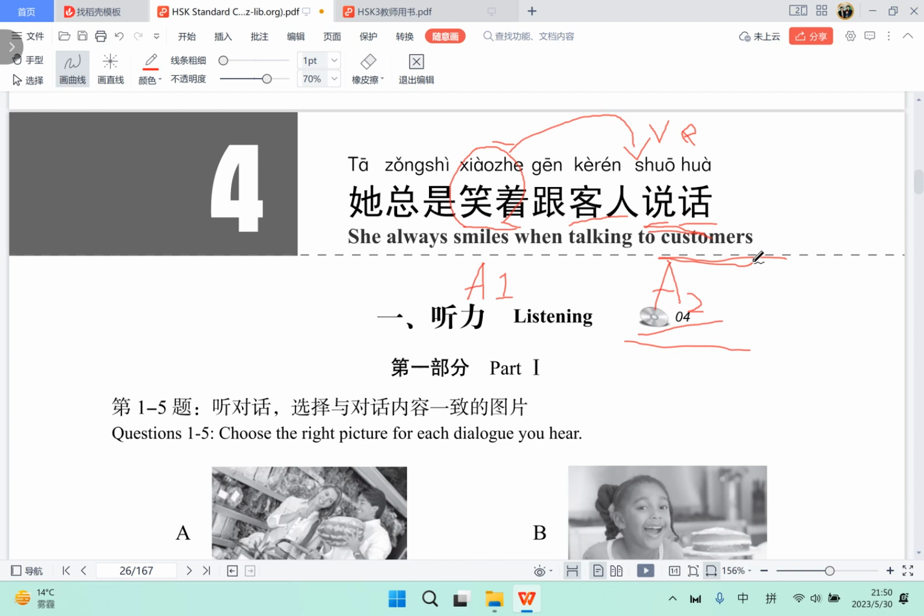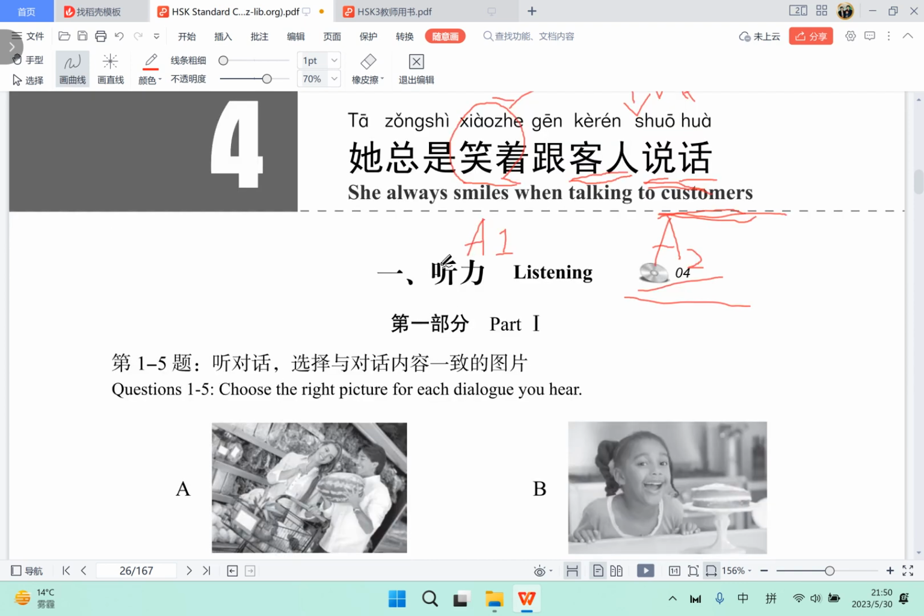And 客人 is normally used in places where they supply some kind of service, like a restaurant or a shop. And you have to know this word. Mostly it indicates a guest but not customers. But because in this book lots of the conversations happen in a shop, they translated 客人 into customers. But to me, it's quite different.